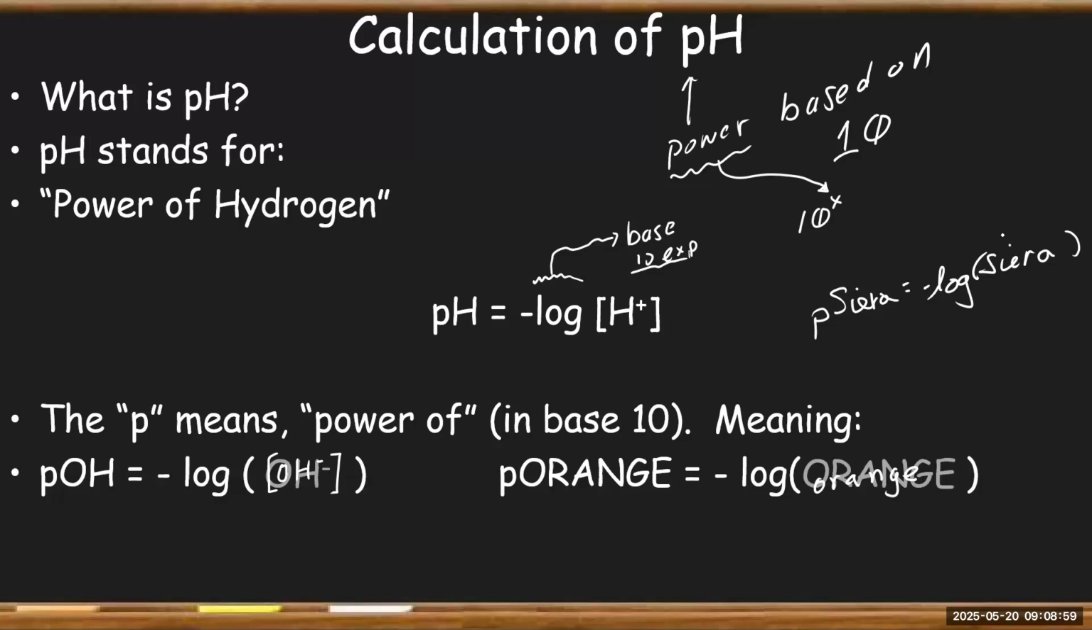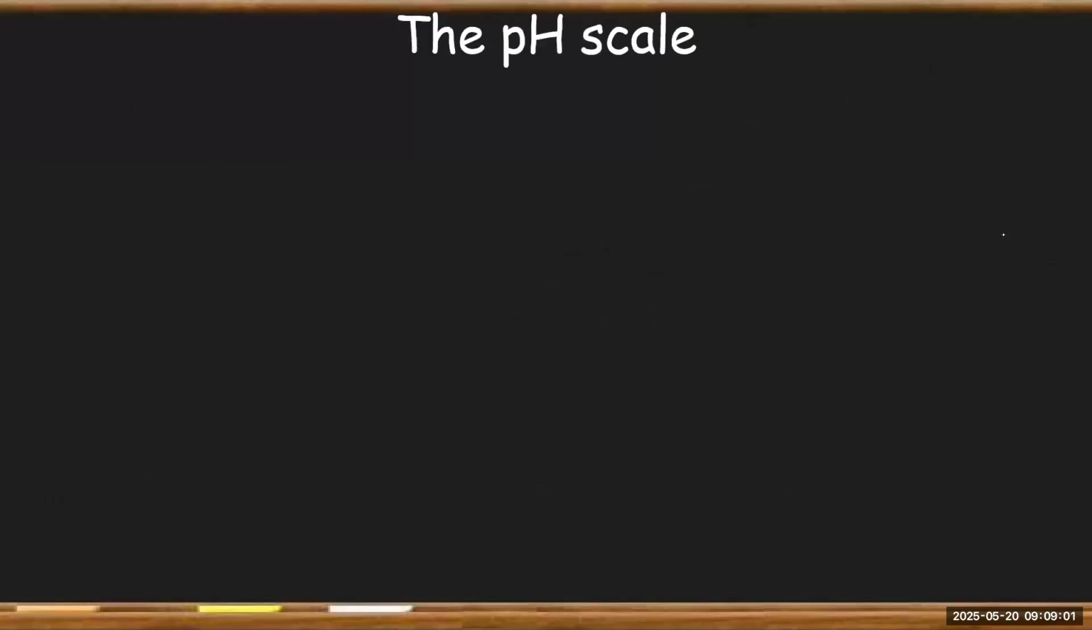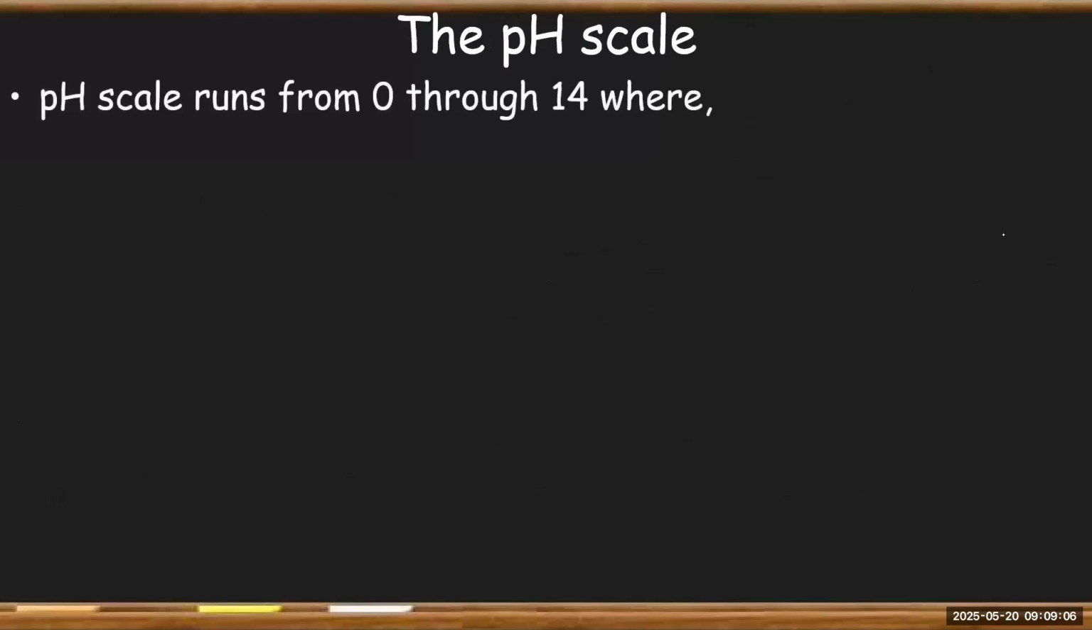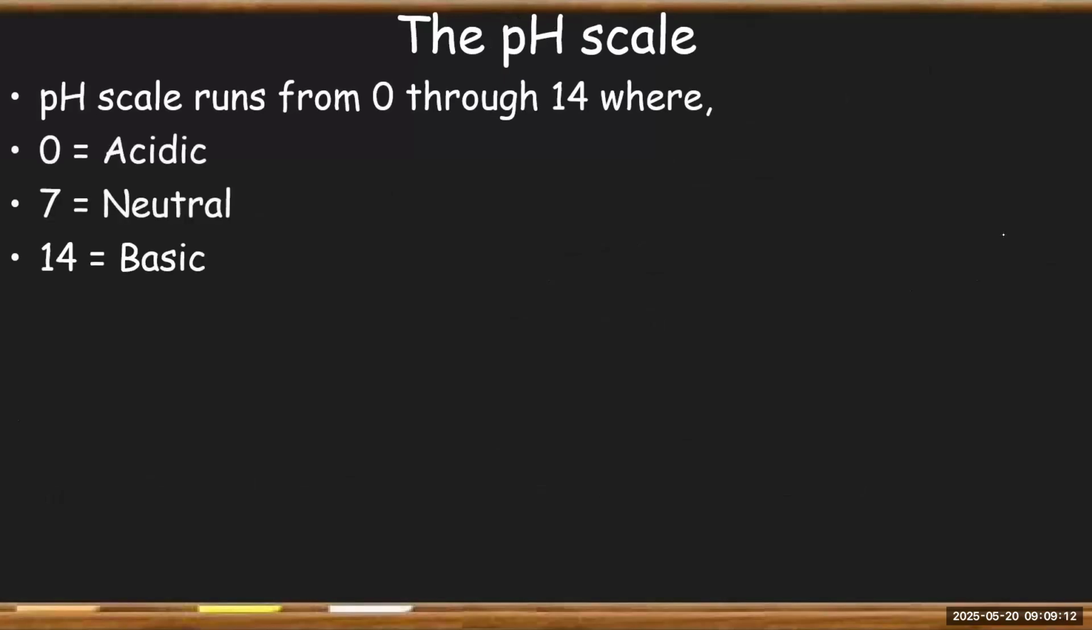So, you ready? Let's see how this works. Let's go with the pH scale. The pH scale runs from 0 through 14, where 0 is acidic, 7 is neutral, 14 is basic, right? Kids screw this up. They think, oh yeah, higher is acidic. No, lower is acidic. Start with a 7. Good old 7 is neutral. If you go lower, it's acidic. Higher, it's basic. You've got to memorize that.